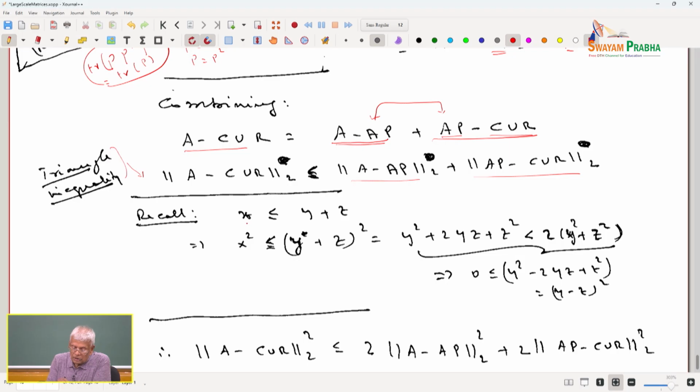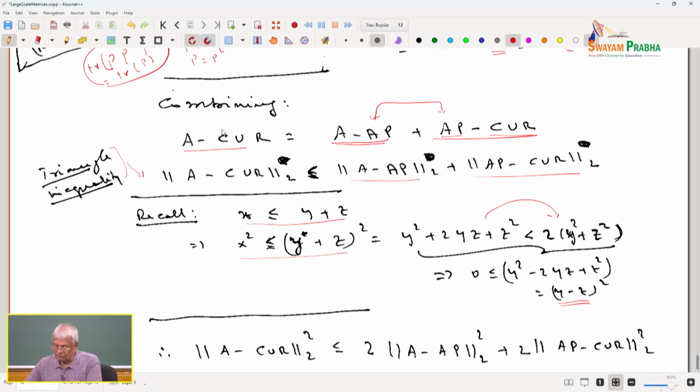Now, recall, if x is less than or equal to y plus z, x square must be less than or equal to y plus z whole square. Y plus z whole square is y square plus 2yz plus z square, and you can verify this is less than 2 times y square plus z square. That implies 0 is less than or equal to y square minus 2yz plus z square. This is y minus z whole square.